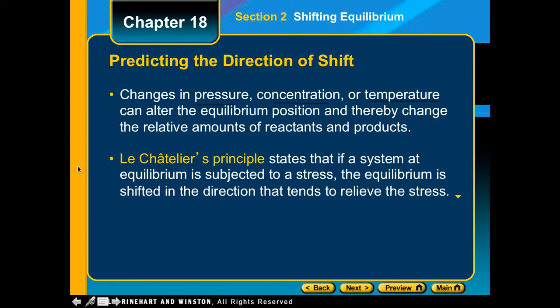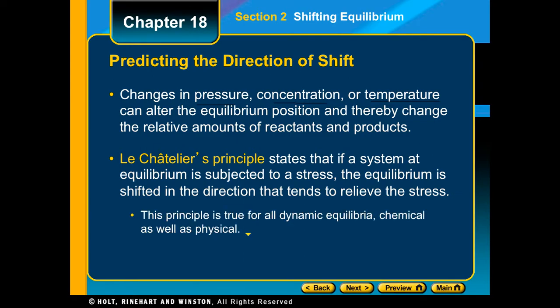According to Le Chatelier's principle, if a system at equilibrium is subjected to a stress, the equilibrium is shifted in the direction that tends to relieve the stress. Stress here means something changes, such as excess pressure or relieving pressure, increasing or decreasing concentration, or something like that. This principle is true for all dynamic equilibria, chemical as well as physical.